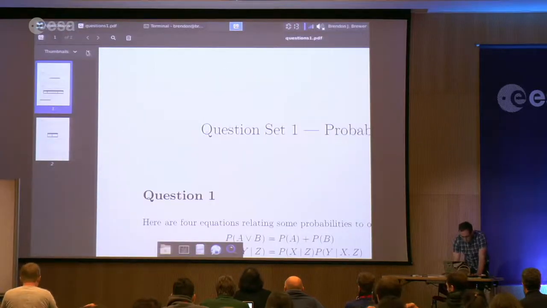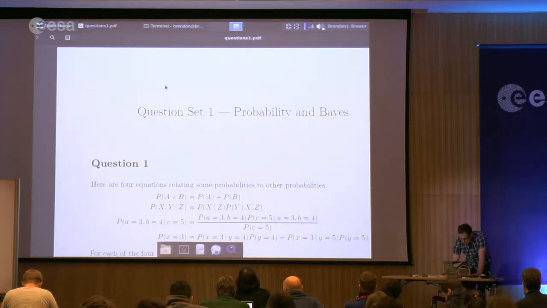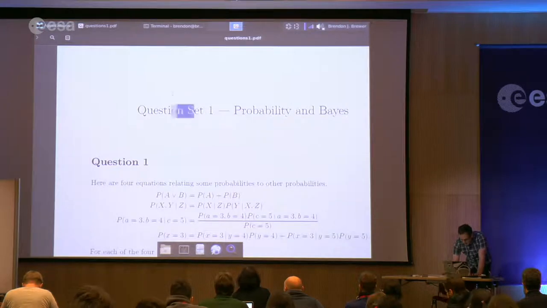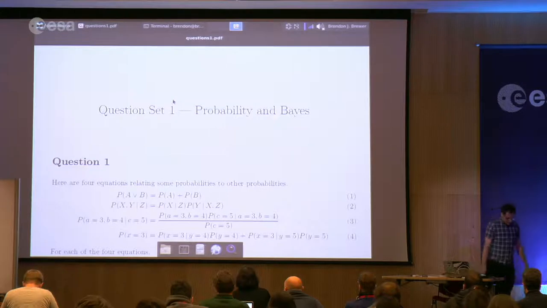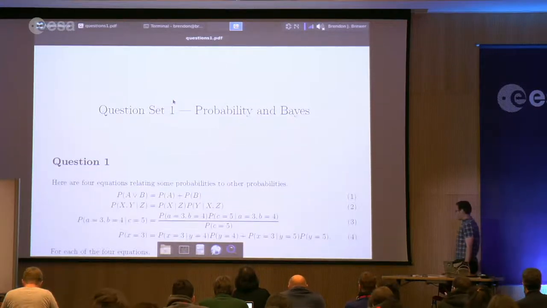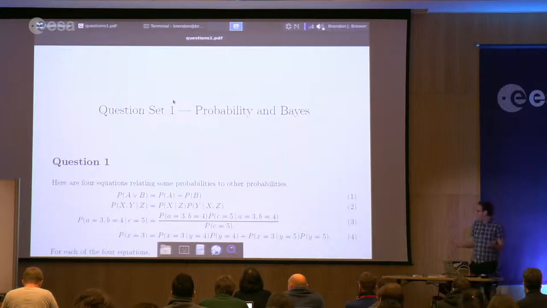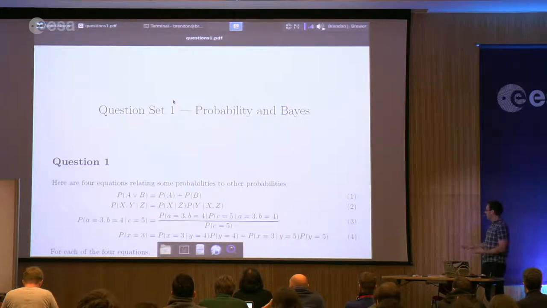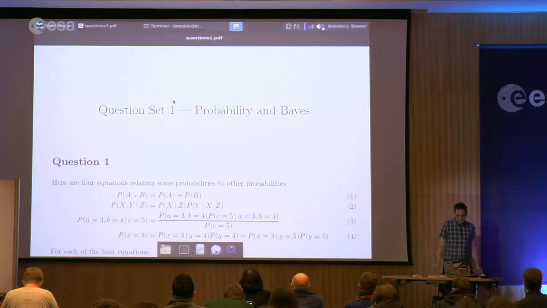Question one is about just recognizing probability theory expressions. I've got some equations, and I just want you to look at them and say, is that the product rule? Is it the sum rule? Is it Bayes' theorem? Is it completely generic? Does it apply to any hypotheses, no matter what they are? Or have I made some specific assumption, like independence or mutually exclusive? If you get just used to staring at these kinds of things, it can be helpful.